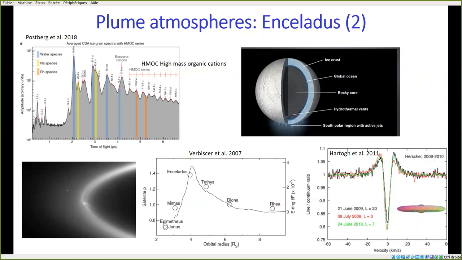So here is an observation of Saturn by Herschel, which shows an absorption due to water vapor from the Enceladus torus. And from this observation, it was possible to measure the torus density, and it was inferred from this observation that actually the Enceladus cryovolcanic activity may be even the ultimate source of water vapor in the upper atmosphere of Saturn.